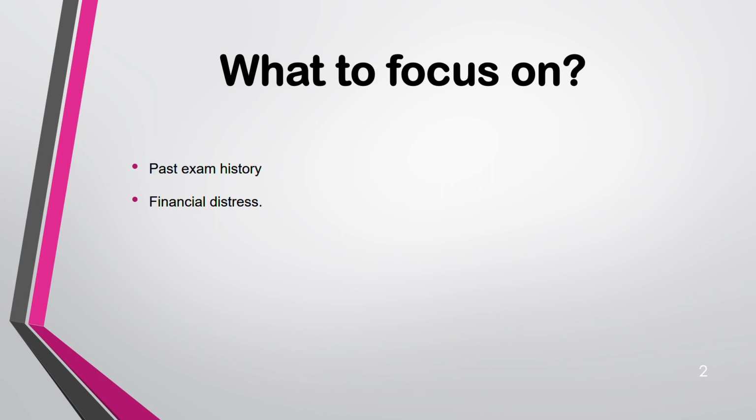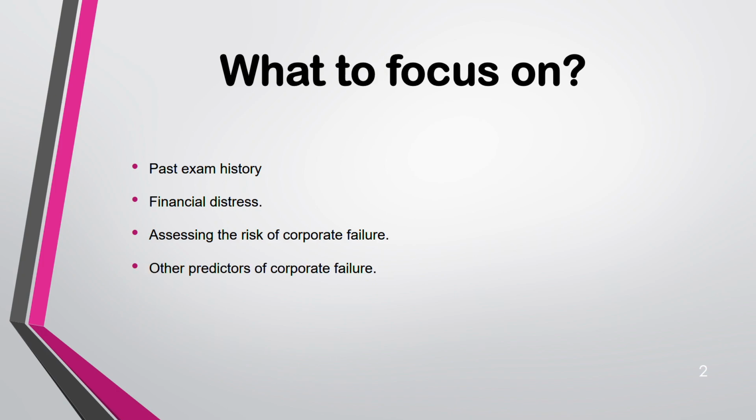past exam history. What is financial distress? Assessing the risk of corporate failure. See, corporate failure and reconstruction are very much linked together. That's why we are studying corporate failure. Because if the company is doing well, there is no reason to restructure or go for a reorganization. Rarely they do. It is mostly when companies fail that we have to work our way out and restructure, right? Other predictors of corporate failure: financial reconstruction, business reorganization.